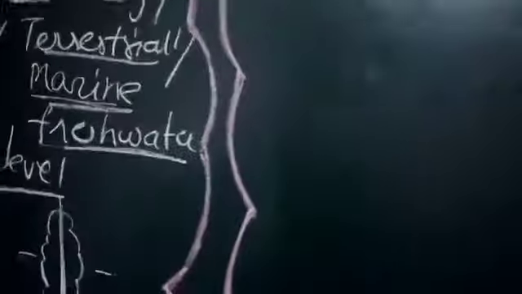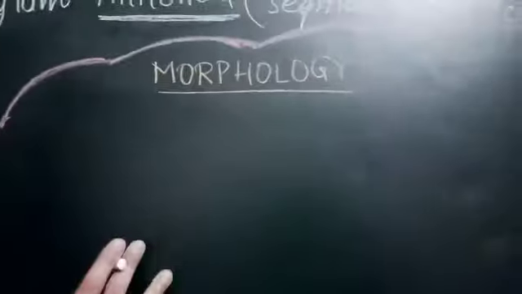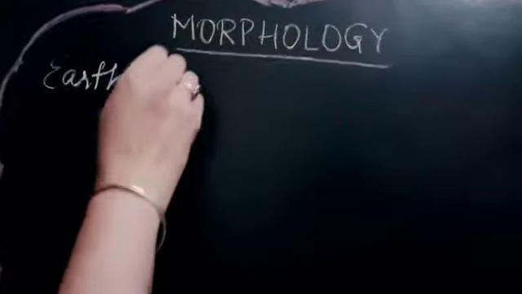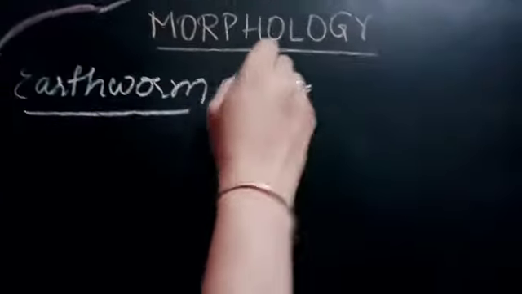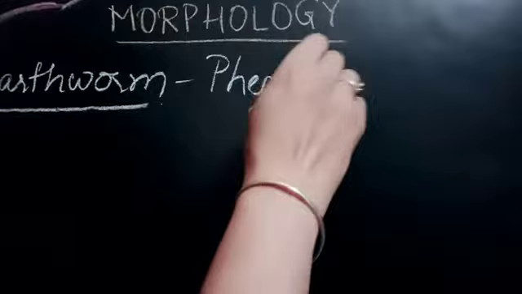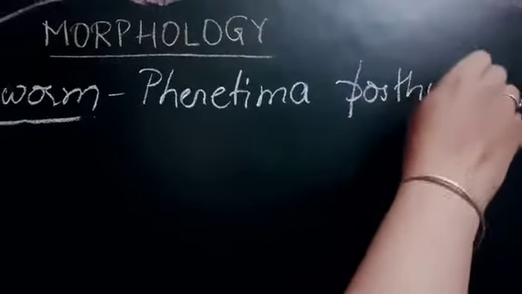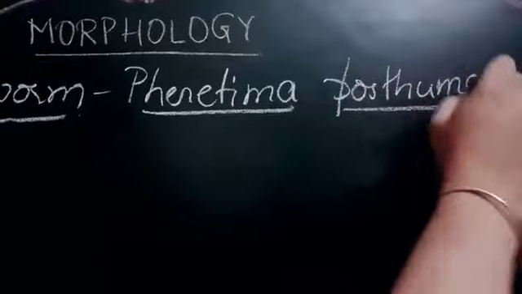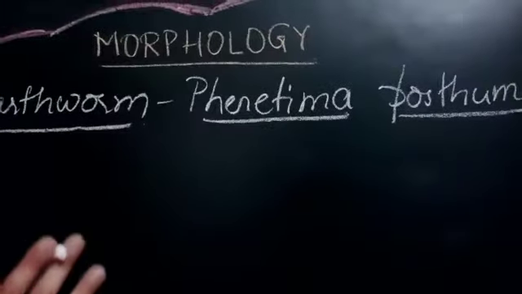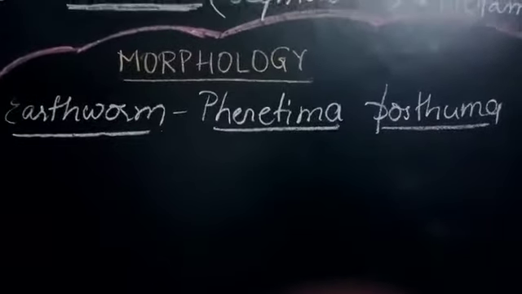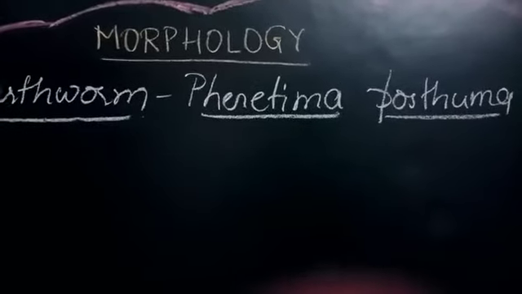To study the other structures completely, we have to divide them into two subparts. In this section, we will study the morphology. For morphology, we have taken the earthworm as the type animal, that is Pheretima posthuma, the scientific name of the earthworm. By studying the earthworm, we will study the characters of the complete phyla, that is Annelida.